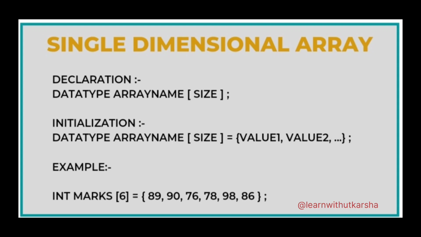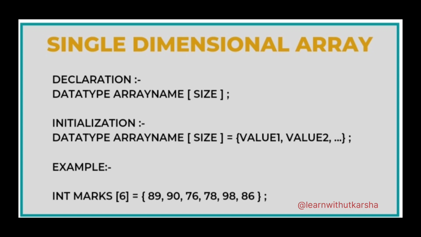Single-dimensional array. An array having only one subscript is known as single-dimensional array or single-subscripted array. Single-dimensional array is also known as one-dimensional array. Let's see the declaration of it. To declare an array, we will give the data type, then array name, then in front of array name we have to give the size of the array inside the square brackets and enclose the statement by using semicolon. So in single dimensional array we use only one square bracket, that is one single subscript we can say.